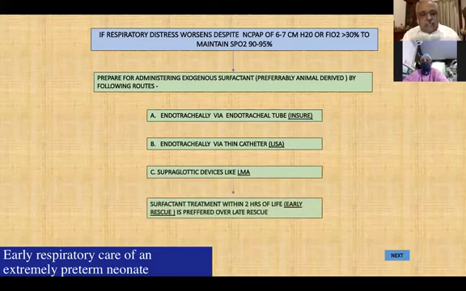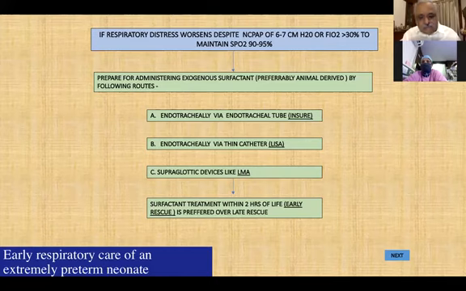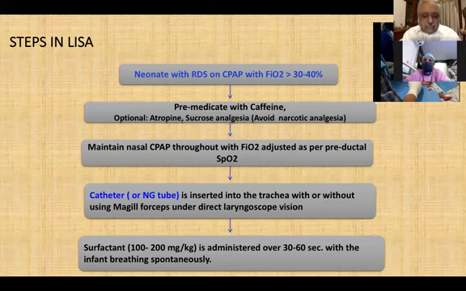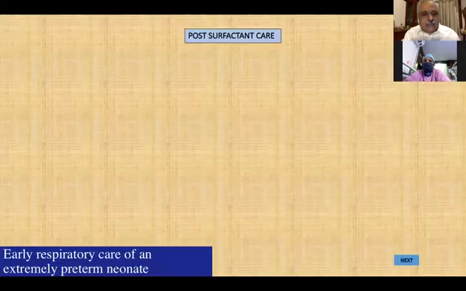Sometimes, if it's not easy to intubate, you can try a laryngeal mask airway, but then again, you have to get used to how to use that. We try to give surfactant as early as possible, within 2 hours after the baby is born. These are the steps in LISA which all of us know, and we have been practicing this. I'm sure in the next webinars, we're going to have a full session on surfactant and administration.